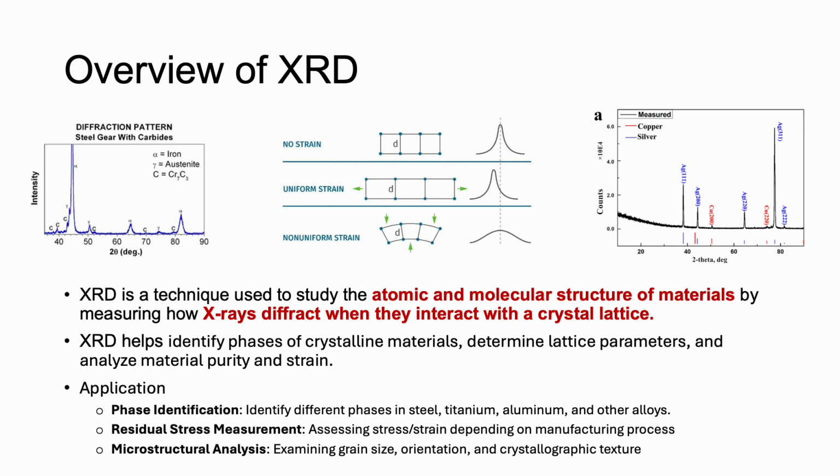In our industry, XRD is used not only for phase identification in metals like steel, titanium, and aluminum, but also for assessing residual stress and performing microstructure analysis, such as examining grain size and crystallographic orientation.